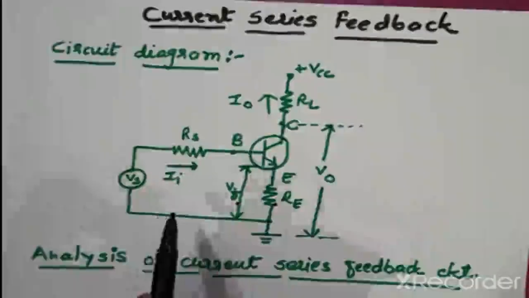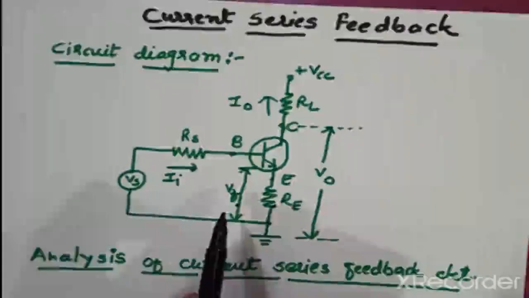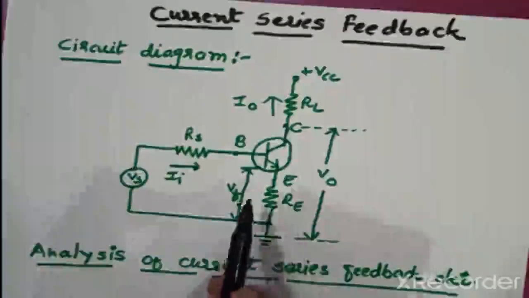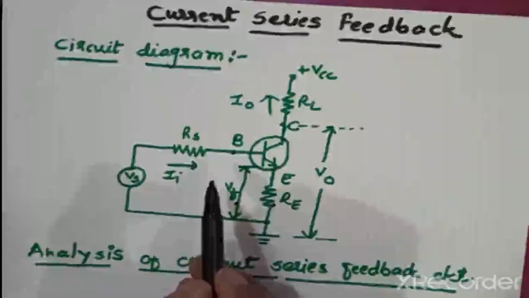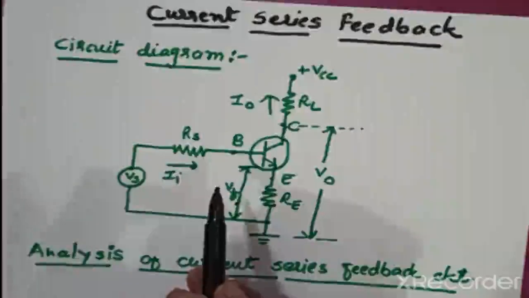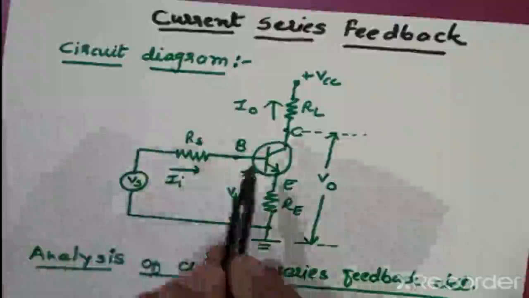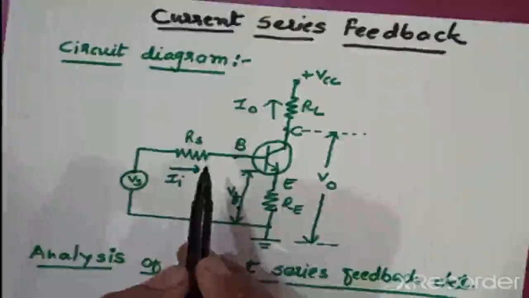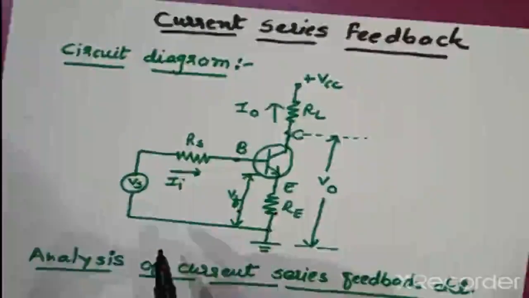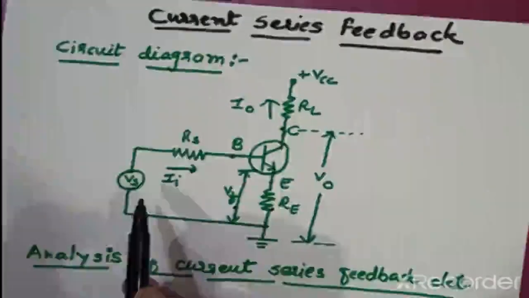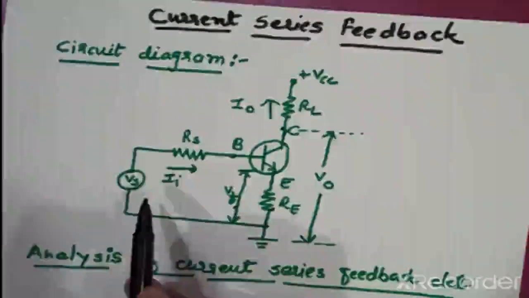Here current sampling and series mixing are used when part of the output current is sampled and given to the feedback circuit, where the fraction of current is converted into a proportional voltage and then given to the input signal. By this technique, input resistance and bandwidth increase but the gain is decreased. So this is about the circuit diagram of the current series feedback amplifier.